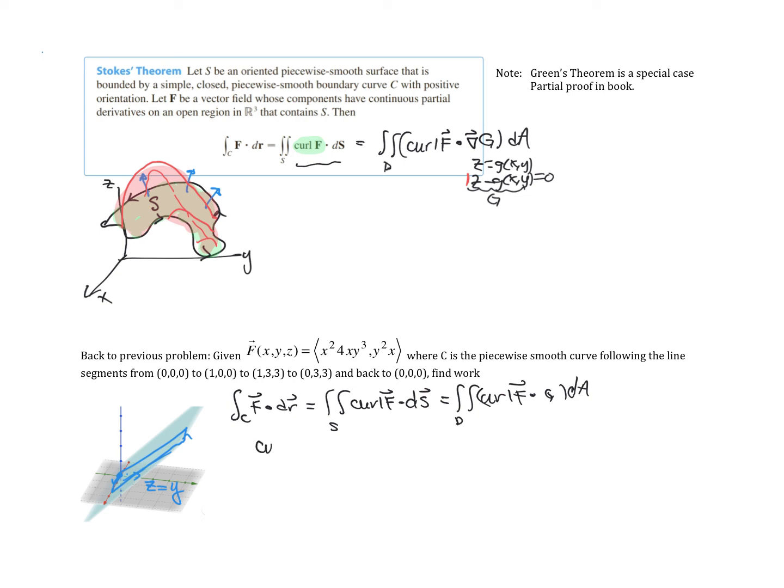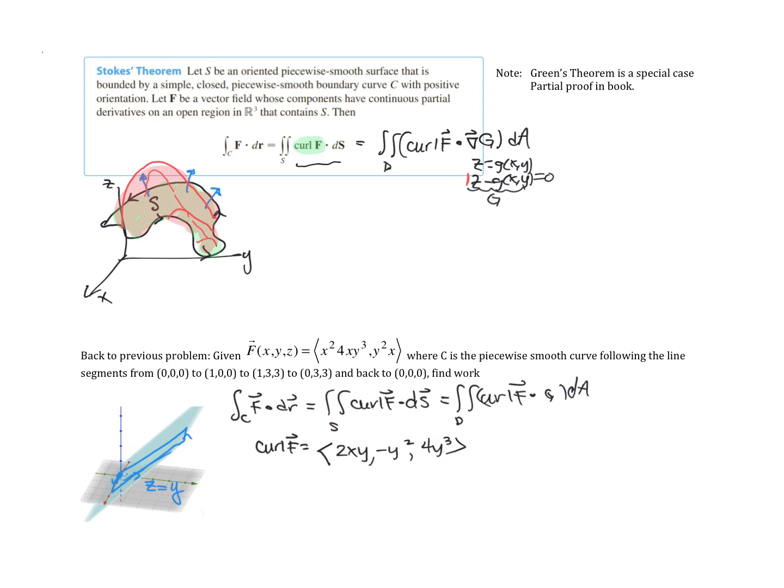The curl I found on the first slide is 2xy, negative y squared, 4y cubed. We would put our surface in here. Our surface is z equals y, so z is the dependent variable. And there's no z's in here. If there were, we would put a y in for the z.